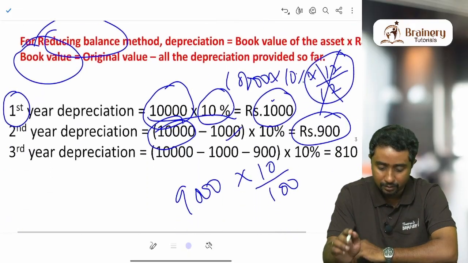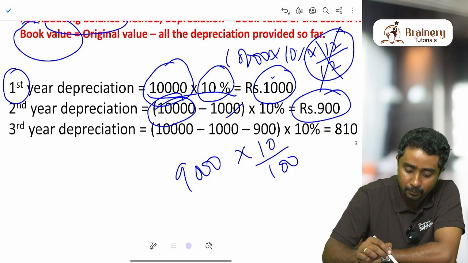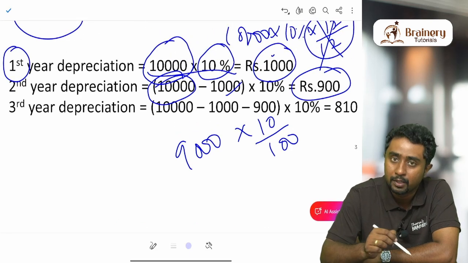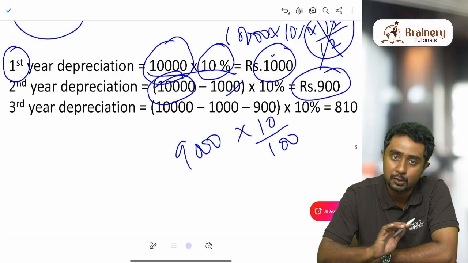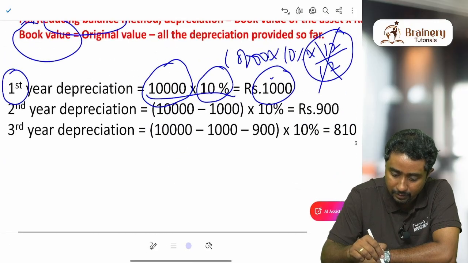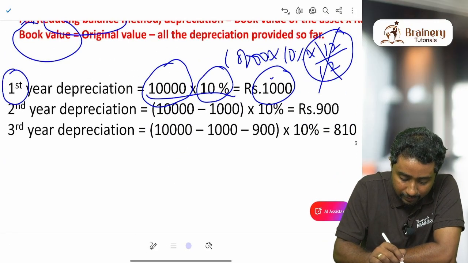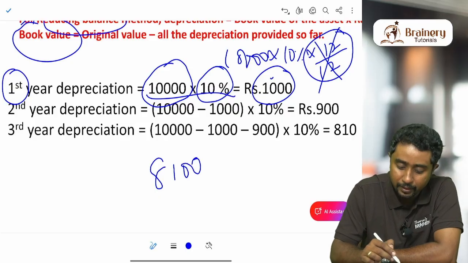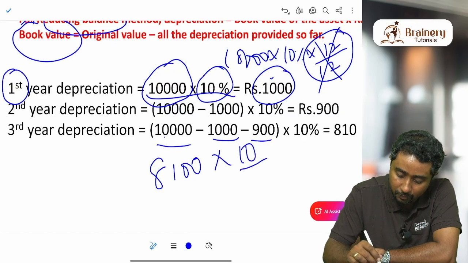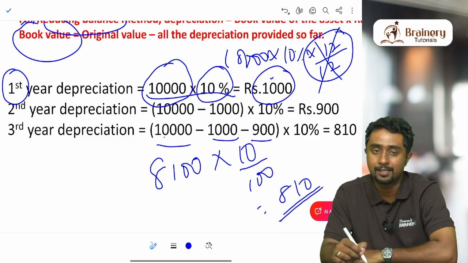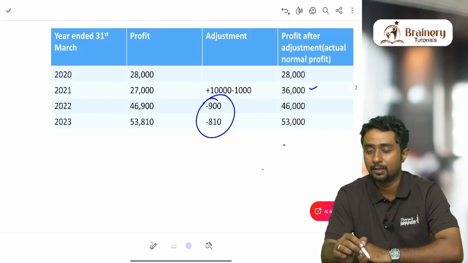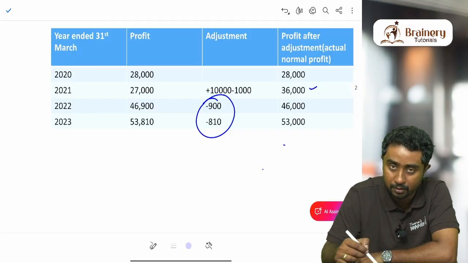Similarly, for the third year, the last year in which we made the mistake, what are you supposed to do? First year it was 10,000. First year's depreciation is gone from it, and now second year's depreciation should also be gone from it. Until the last year, whatever depreciation is there should be deducted. Last year the value was 9,000. Now its value is 8,100. How? 10,000 minus 1,000 minus 900. So it gives us 8,100, and 10% of that gives you 810. That is the last year's depreciation, 810. Again, you go back to the table and reduce 810. So you will get 53,000. Similarly, 46,000 in the 2022 column.